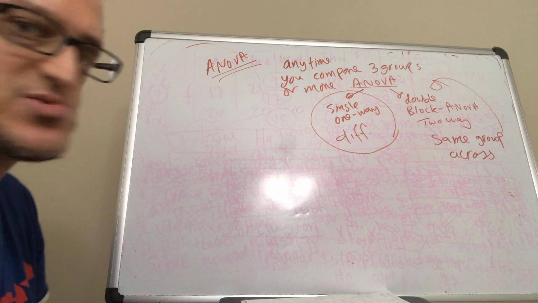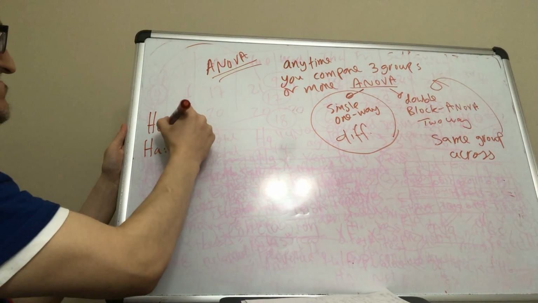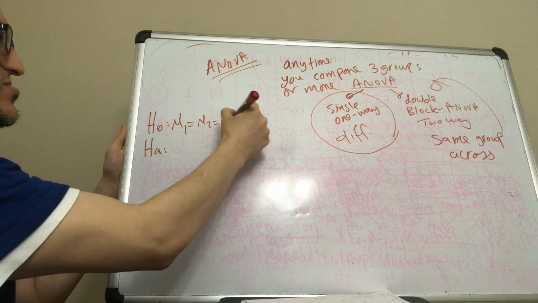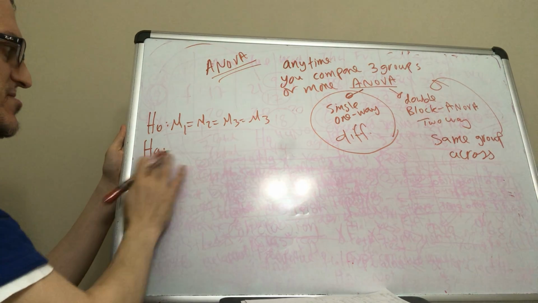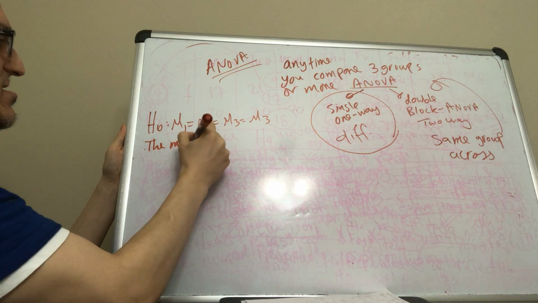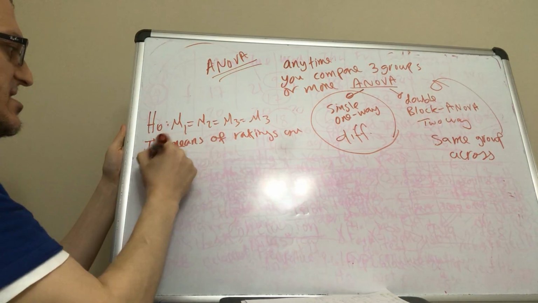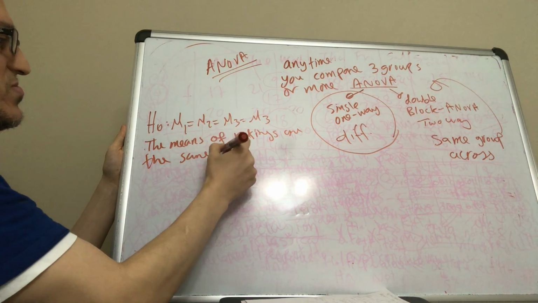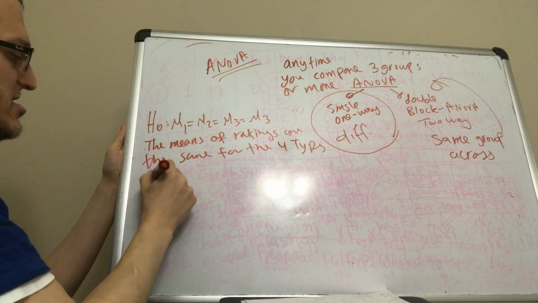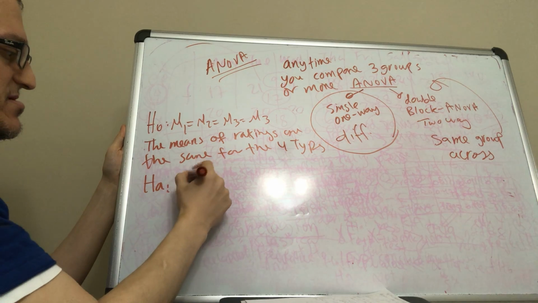So once you realize that you have single ANOVA, in H0 you say mu group 1 equals mu group 2 equals mu group 3 equals mu group 4, meaning the means of ratings are the same for the 4 types. HA would be at least one is different.